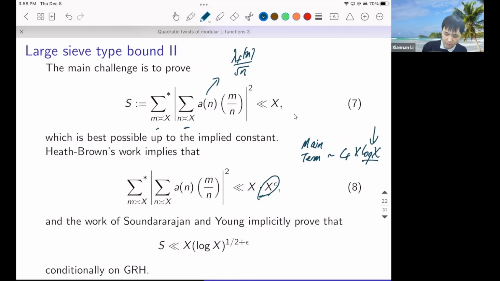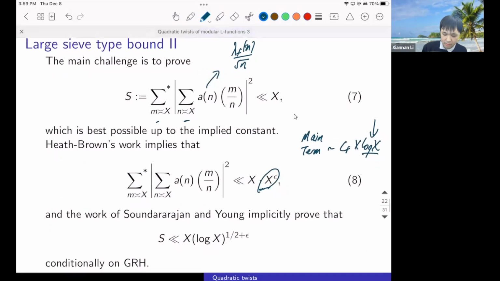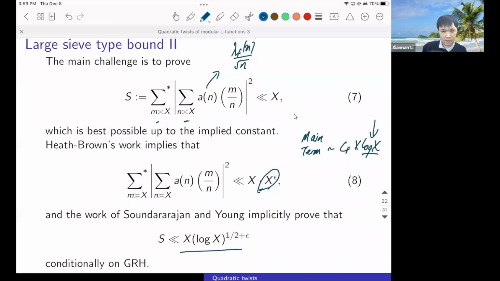And this is what Sound and Matt Young did. They didn't explicitly write this down, but their work implicitly proves that this type of sum is bounded by x log x to the 1/2 plus epsilon.